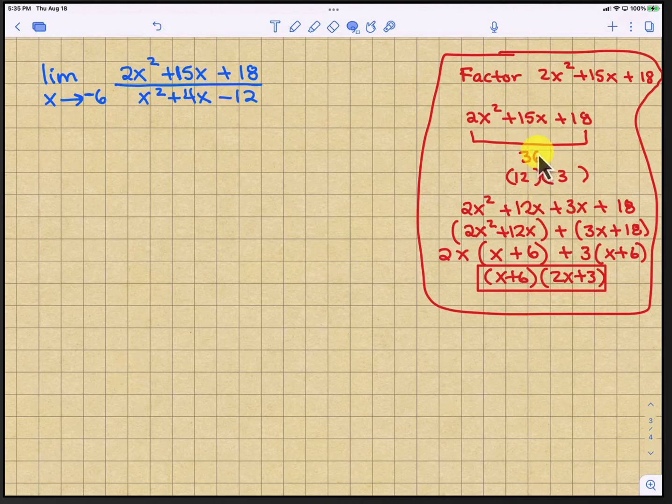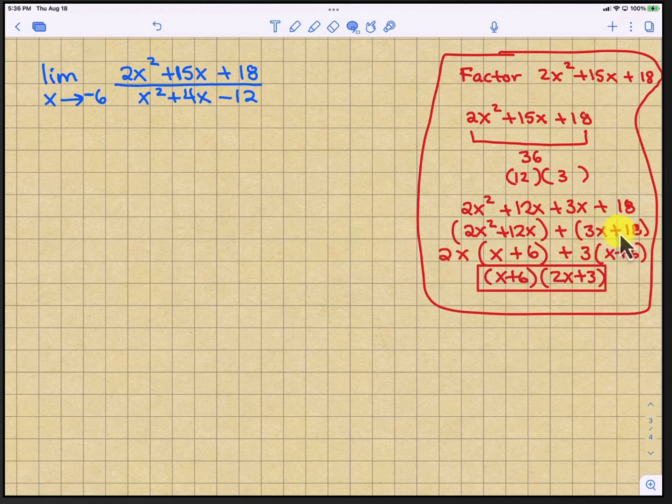Now we will separate the 15x into 12x plus the 3x. So we're just rewriting everything as 2x squared plus 12x plus 3x plus 18. Now we will group the first two together. That's 2x squared plus 12x in the first group. And in the second group you have 3x plus 18. The greatest common factor in this first group is 2x. So we pull out a 2x, leaving us with x plus 6 in parentheses.